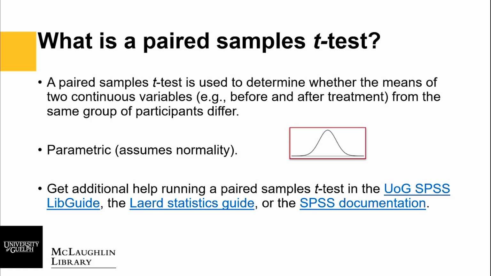This is a parametric test, so it assumes normality. And what this means is that your data must follow the standard bell-shaped curve with the highest amount of data in the middle and lowering off to the ends.